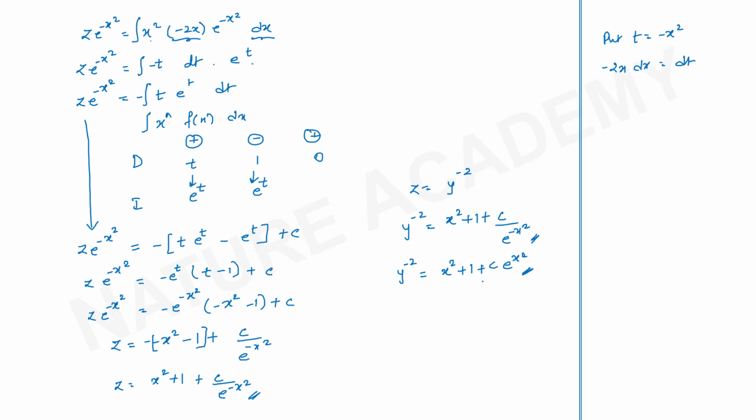Now let us talk about the case where n is equal to 0 or 1. What do we do if n is equal to 0 or 1? See, the first case is if n is equal to 0.